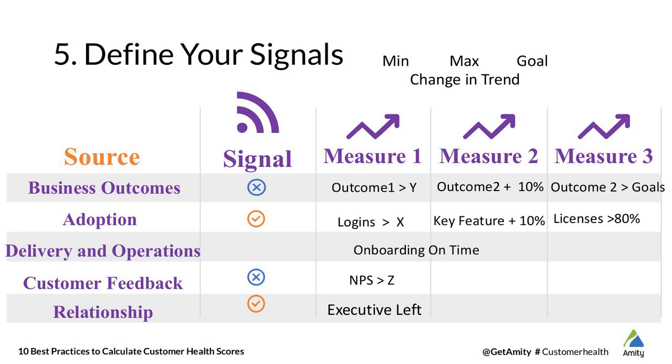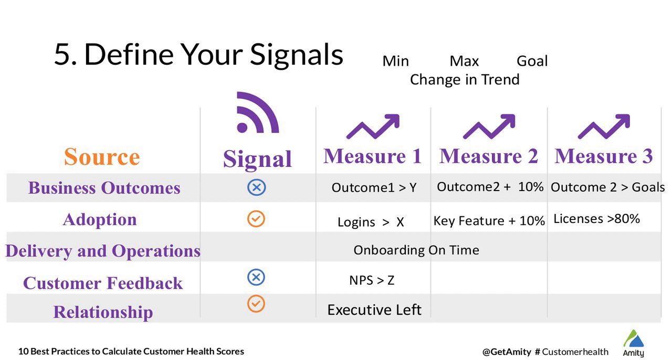Same with adoption. You can use logins, license consumption. You can use key feature adoption. There's a lot of different ways. Our customers are unbelievably creative. They constantly stun me with the way that they come up with measuring adoption. Delivery and operations are a little more straightforward. Is the onboarding plan on time or behind schedule? Or is it on budget or off budget? Or have there been any SLA violations in the last quarter? Those are examples of delivery and operations signals.